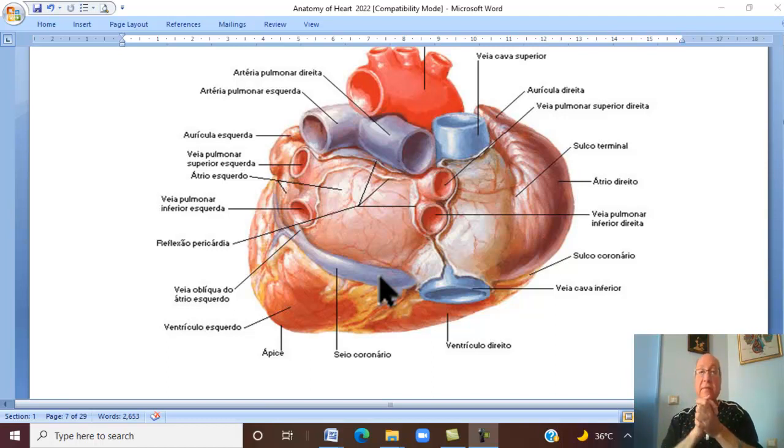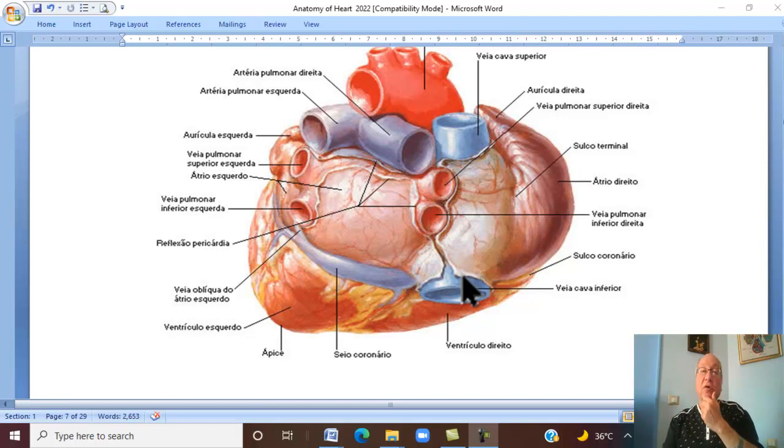On the right side of the base, what is this? This is the right atrium. And into the right atrium open the superior vena cava and the inferior vena cava. The superior vena cava and the inferior vena cava open in the upper end and in the lower end of the right atrium.